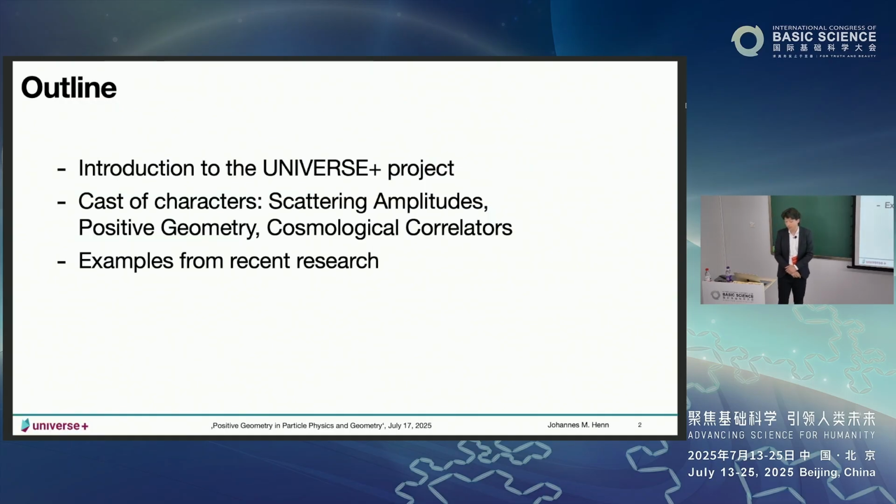So this is the outline of the talk. I'll begin by saying a few words about this project. It's called Universe Plus. And then I'm going to describe the cast of characters. I'll introduce the main players, scattering amplitudes, what is the main idea behind this positive geometry concept, and also explain how it's related to certain topics in theoretical cosmology, or cosmological correlators. And then finally, I'll give you some appetizers of current research so that you get some flavors of what this positive geometry could stand for.